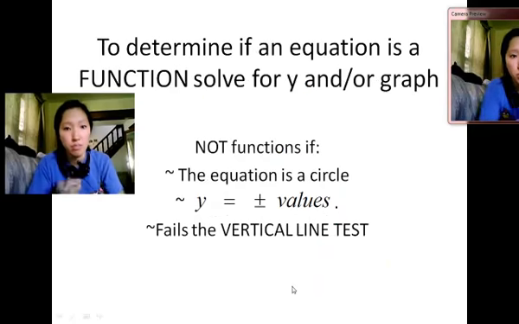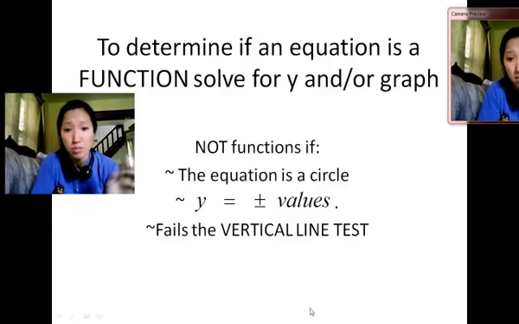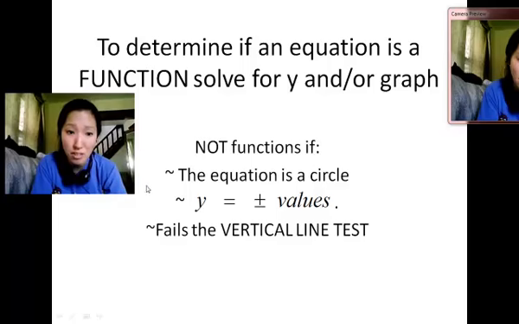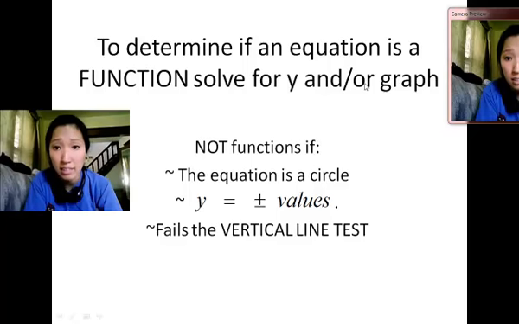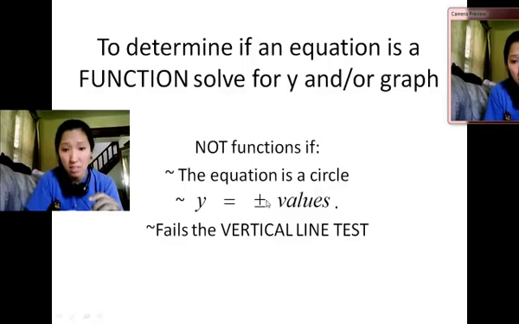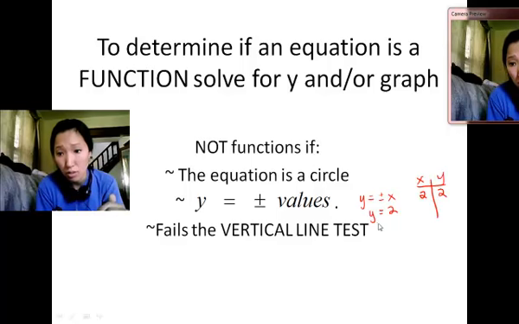So the method for determining if an equation fits in that family that we call a function is typically to recognize: is it a circle or not, because circles are probably the best example of something that's not a function. The other thing is we can solve for y, and then see if a plus minus shows up. Let's look at an equation like this, y equals plus minus x. If you were to input 2, y is equal to not only positive 2, but y would also be equal to negative 2.